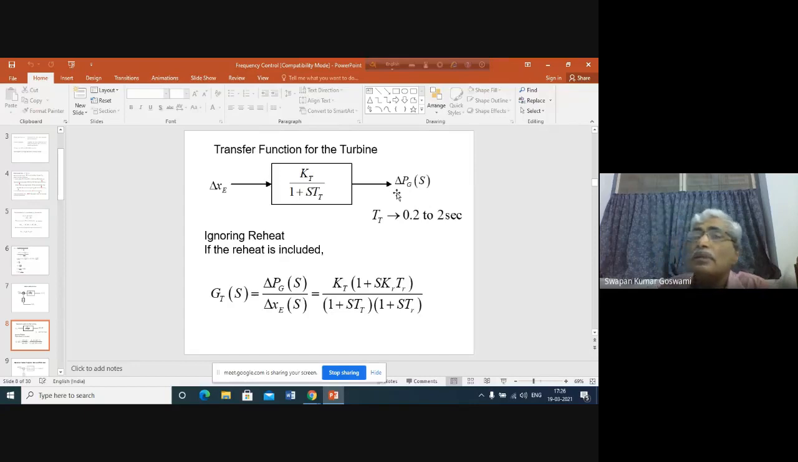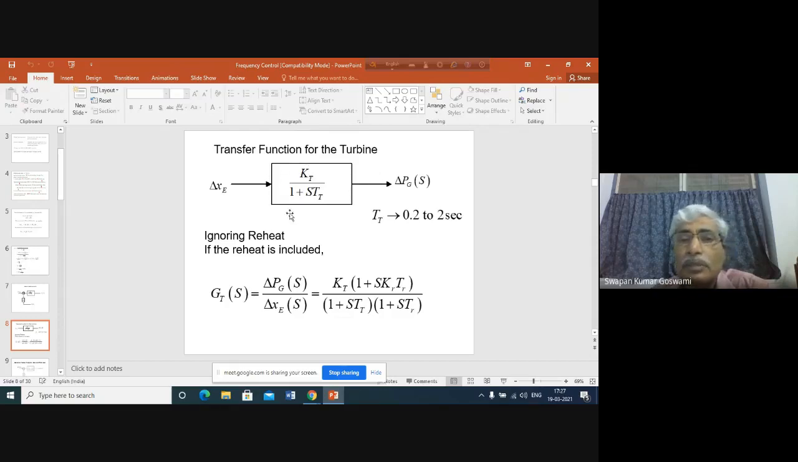Basically, this is at the output of the turbine, and obviously it is the mechanical power input to the generator. So this represents the turbine as a first order transfer function, Kt representing the gain of the turbine, and Tt representing the time constant of the turbine.